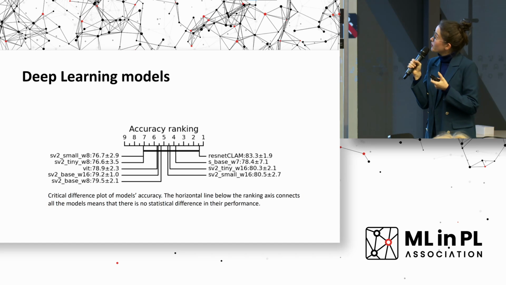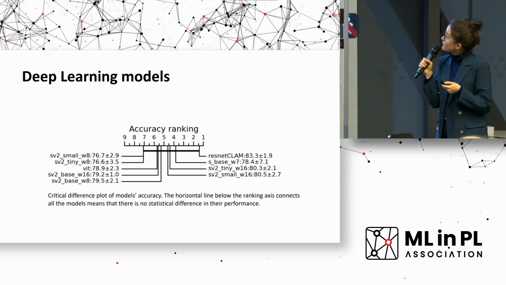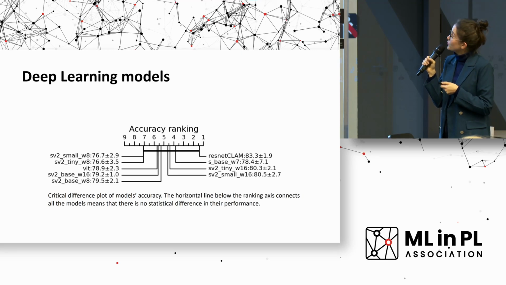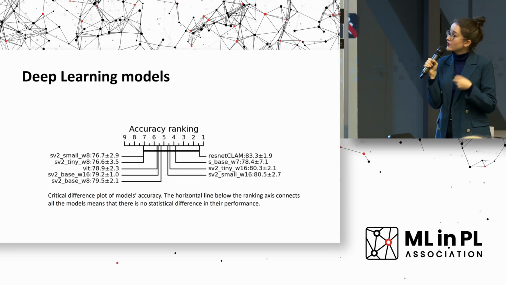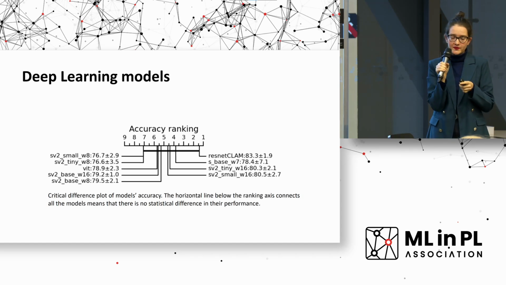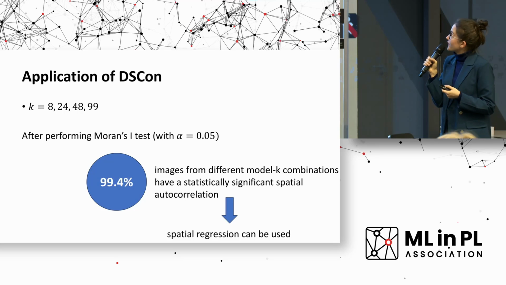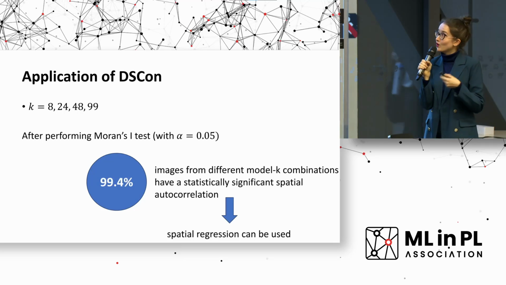We play with different feature extractors, and here we have all of the models that we have trained. And what we can see here is that even though the ranking of the models is different, by the application of statistical tests we can see that all of the models have similar performance. And this is important because later on we can compare the results easily. Okay, so we have the models, and now we want to apply the method.